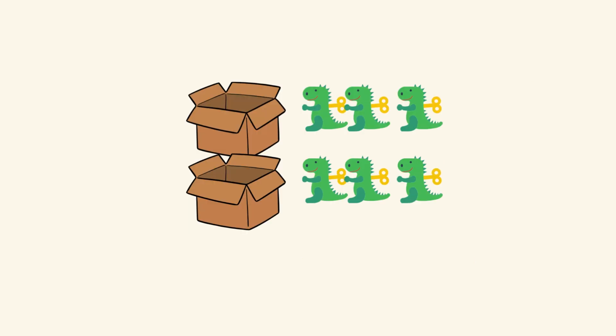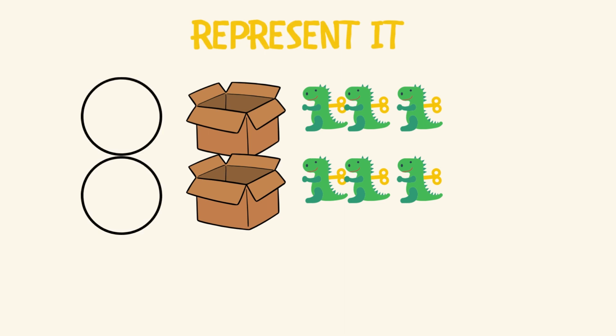The other question you may be asked is to represent this situation visually. To do so, you can draw 2 circles to represent the groups, in this case 2 boxes, and place the same number of dots in each circle to represent the items in each box. In this case, it's 3 toys in each box.